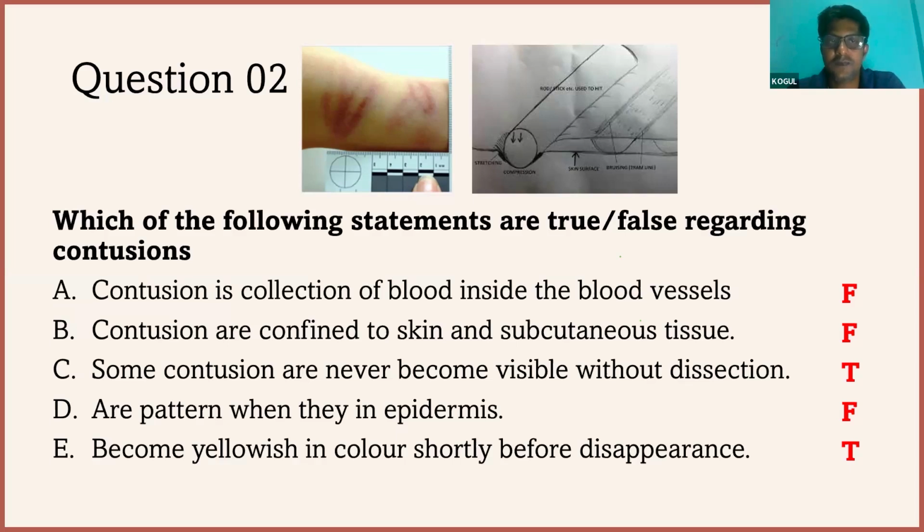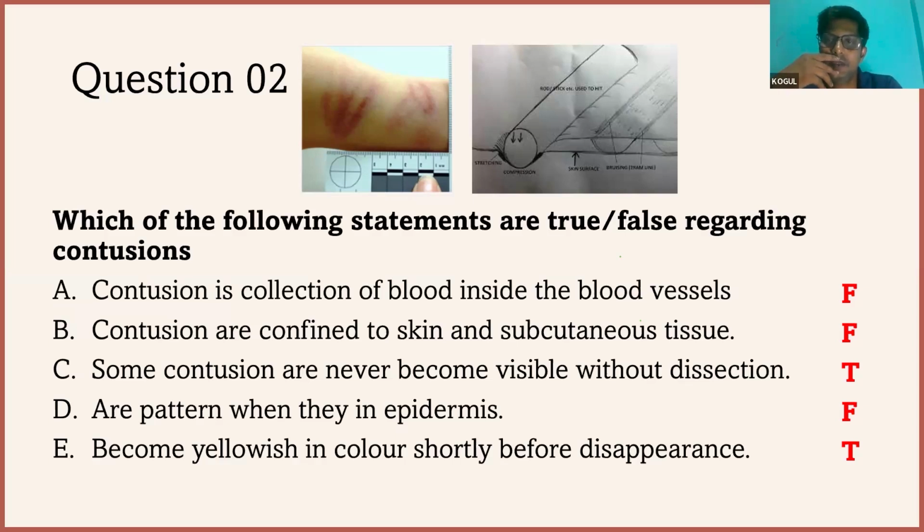Some contusions never become visible without dissection. That is true. I told you sometimes deep contusions in the muscles become visible, but in the head, I already mentioned, there is a thick layer of skin, so you don't see any contusion. After scalp dissection, we can find significant contusions, but looking with the naked eye, we don't see any. So that is true. Some contusions never become visible.